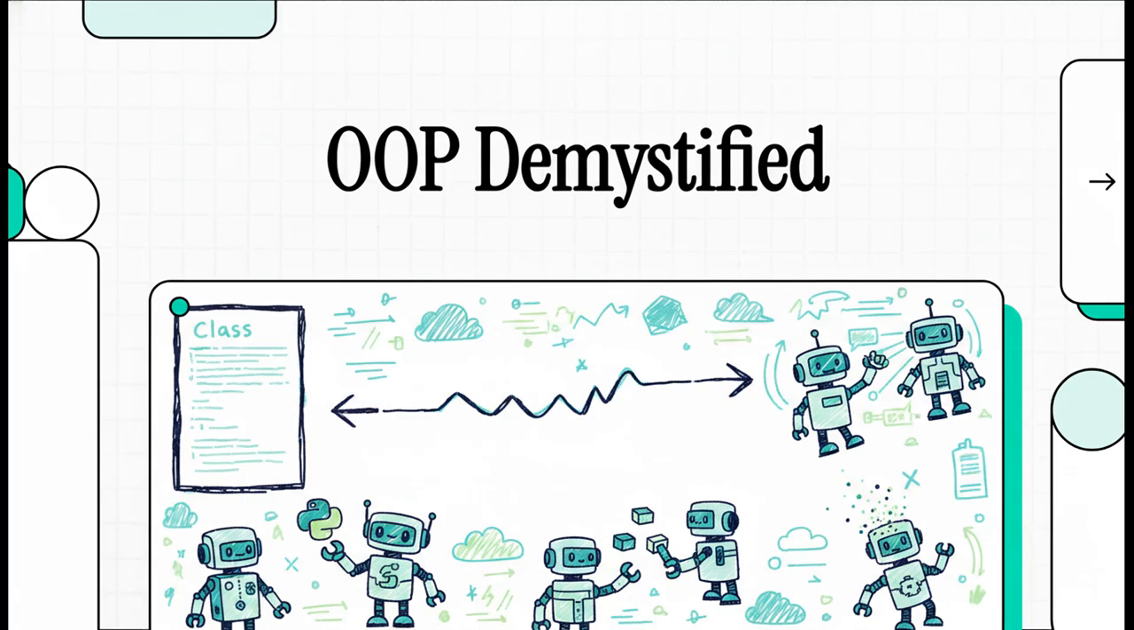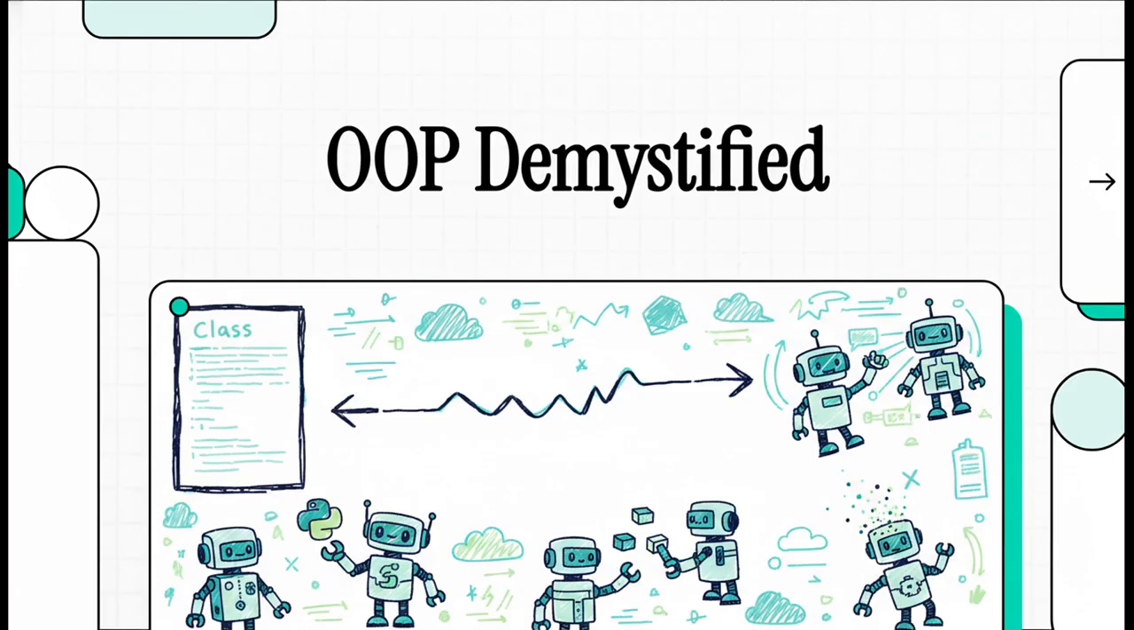Welcome to this explainer. Okay, so if you've ever stared at a chunk of Python code and thought, what even is this secret language? Or maybe you've wondered why the word self is literally everywhere, well, you are in exactly the right place. Today we're taking the sometimes intimidating world of object-oriented programming, OOP for short, and totally demystifying it.